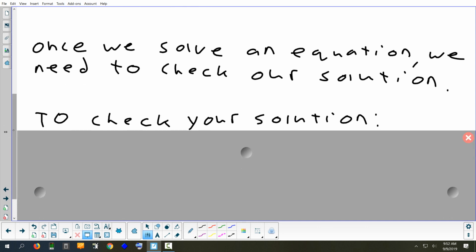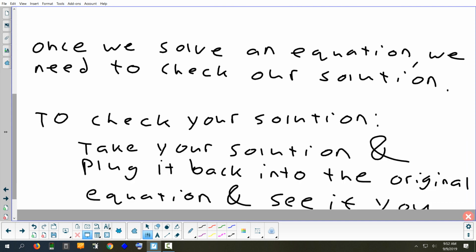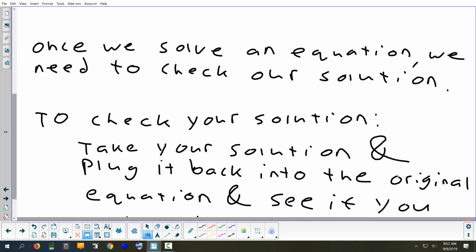All right, so to check your answer, can someone remind me how you do that? If you did that last year in 8th grade, what do you do? You take the answer you got and what? So you got like x equals 3, you plug in 3 for x. Exactly. You take your answer and you plug it back into the original equation.